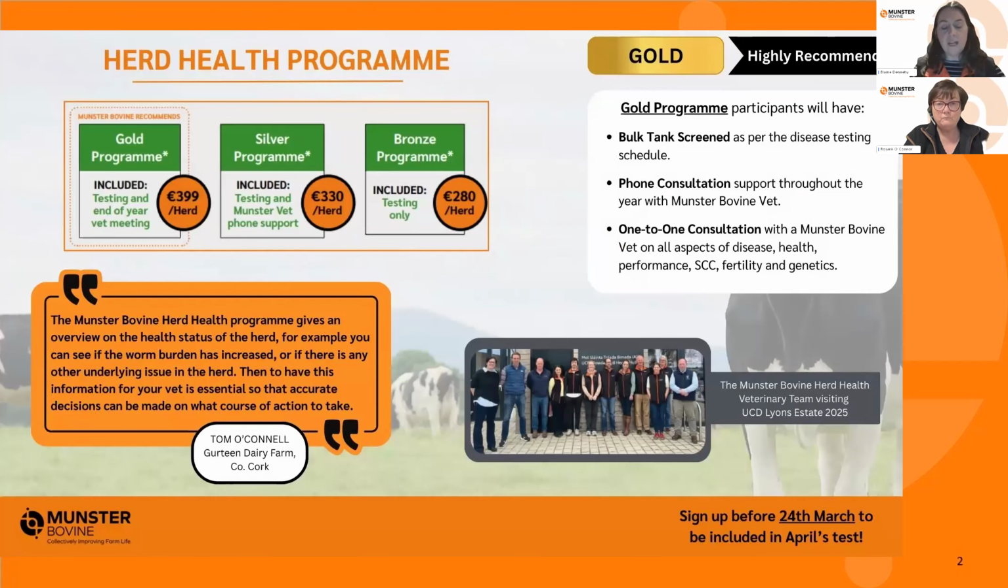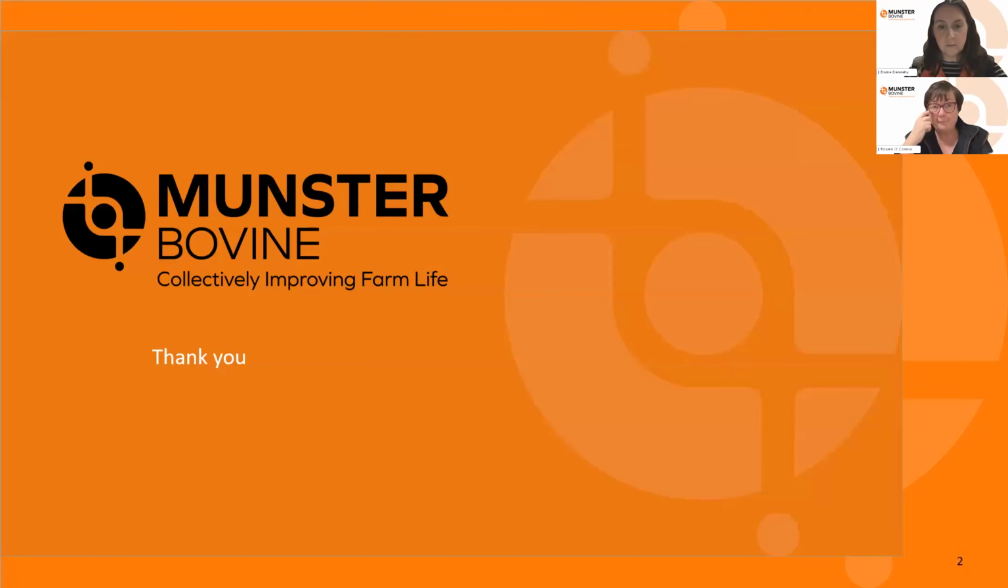And finally, the last thing I'll say, I've mentioned the herd health program, and the cut-off point for signing up for the herd health program is approaching. So if you want to be included in the 4 bulk tank tests for the year, you must have signed up before the 24th of March to get all 4 tests done. And all the prices are there on the screen. So that's it. I think we have some questions. Just go to the chat box.